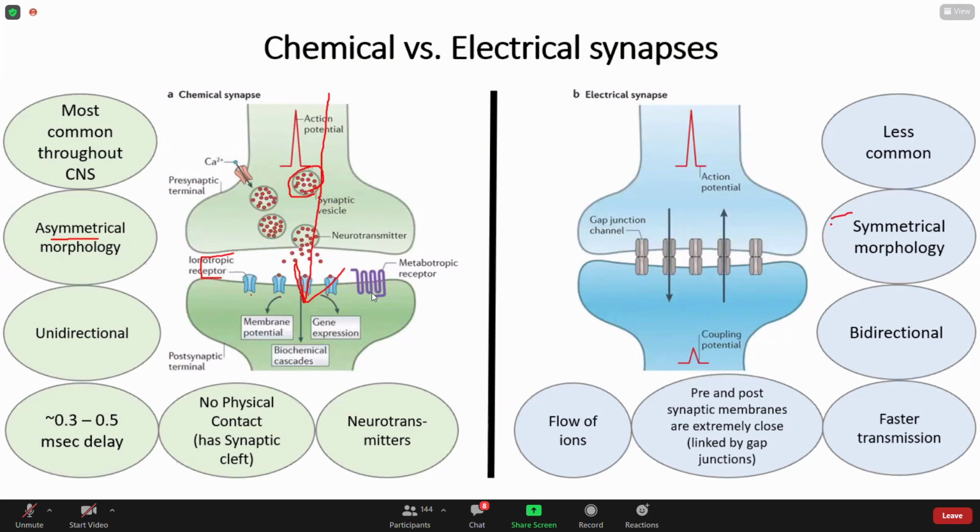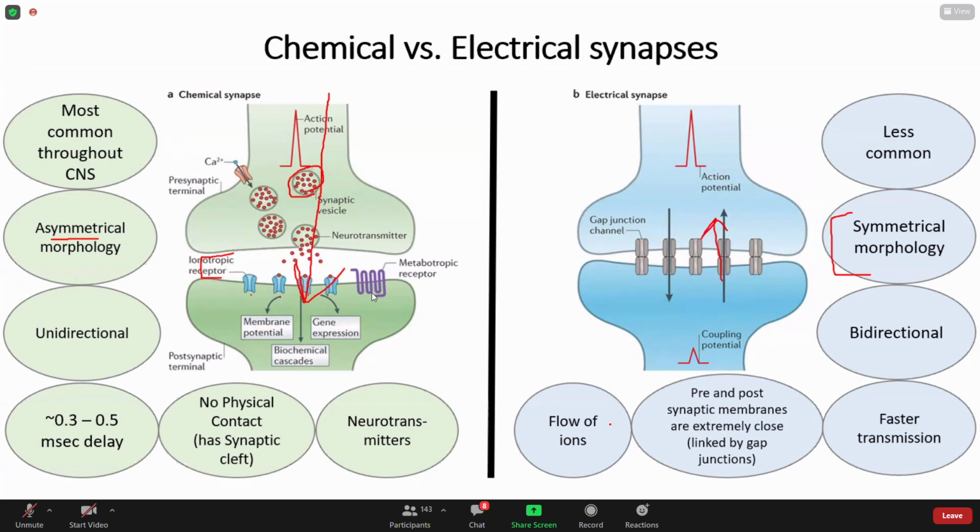It is characterized by symmetrical morphology. As you can see here, the presynapse is the same as the postsynapse in terms of the machineries. The flow of information can be bidirectional, unlike the chemical synapse, which is unidirectional. The transfer of information is very fast, and it's mediated mainly by the flow of ions. Also, electrical synapses are physically in contact through these channels here, which are called gap junctions, made up of proteins like connexins, etc.